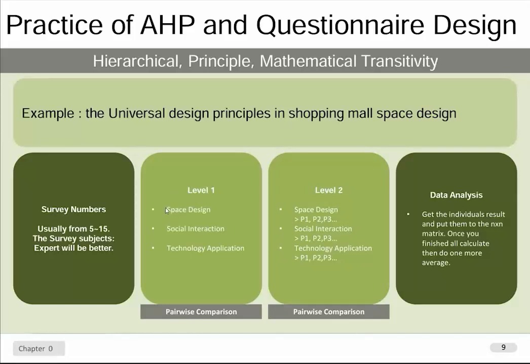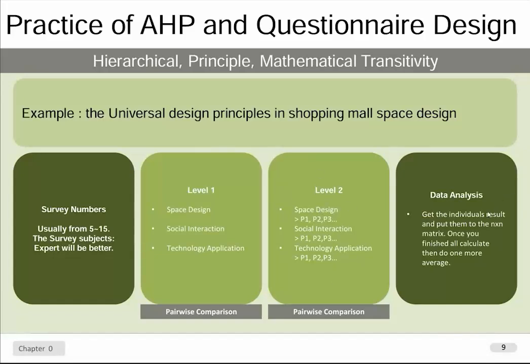So level 1, basically it will be about the criteria level. The space design, social interaction, technology application, I think that's the basic criteria for the shopping mall design. And then the second level will be about the sub-elements under the space design. So for example, under space design, we have the toilet design, that's one thing. Showroom design, that's another thing. And we have the rest area design. So we can compare these sub-elements with the 2x2 comparisons. So just follow this way to do the second level.